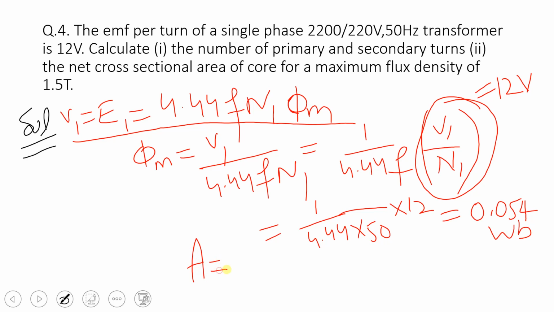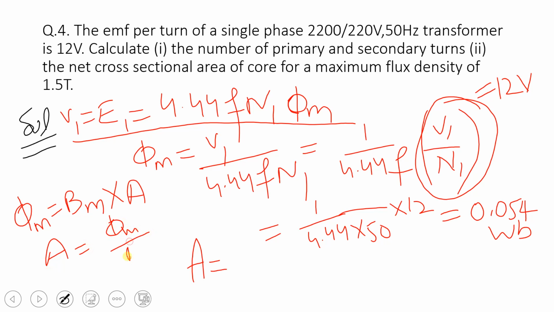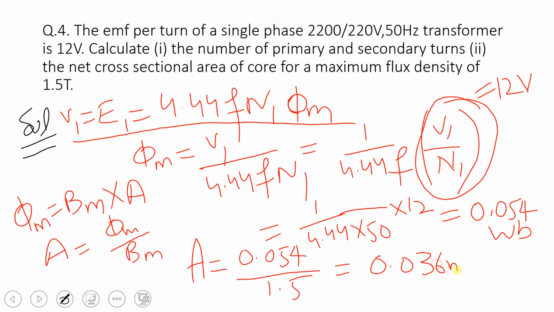But we want to find out the cross-sectional area. Because we know phi m is equal to Bm into area, for area we take phi m upon Bm. So area is equal to 0.054 upon 1.5, and it is equal to 0.036 meter square. So this is how we solve the numericals. This is all about the numericals based on the EMF equation. Thank you so much.